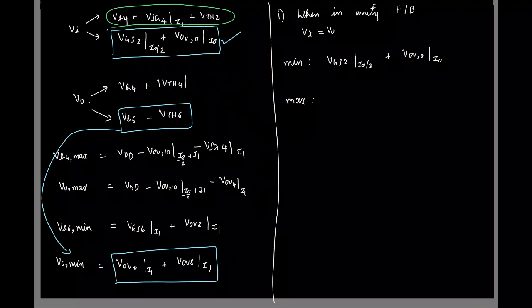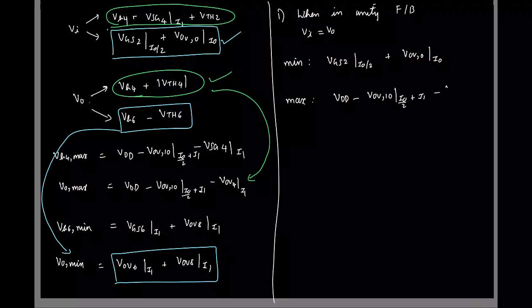Okay, so the maximum you can... oh, I'm just doing X again and again. Yeah, so the maximum we can go is VDD minus the overdrive of M10 at a current I0 by 2 plus I1. Is that fine?